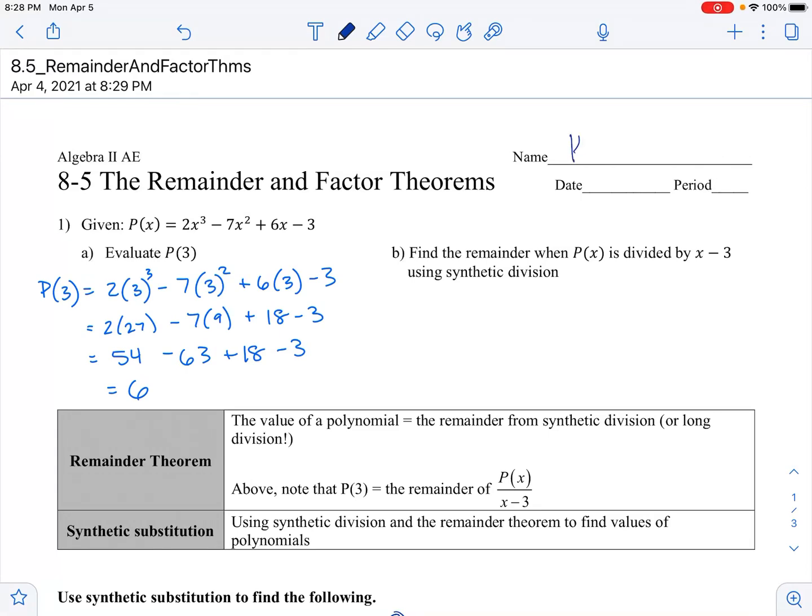Today we're going to talk about 8.5, which is the remainder and factor theorems. Doing a little bit of our work with long division and synthetic division has led us into this point, but let's start and see how they link together.